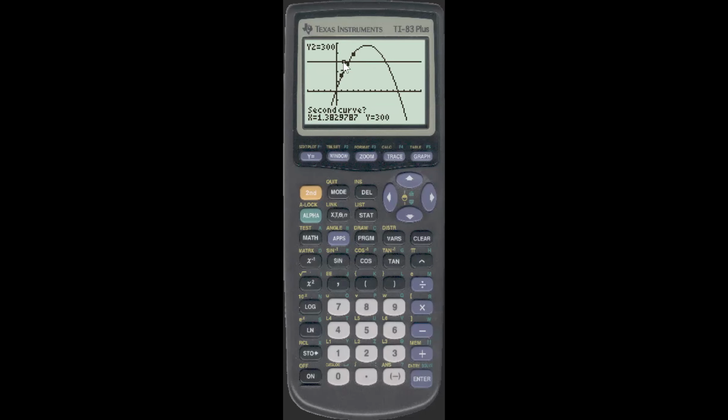Now it says second curve. It should jump you to the other curve. Did it jump you to the other curve? Yeah, it jumped me over. And then that's close enough, so you just hit enter.